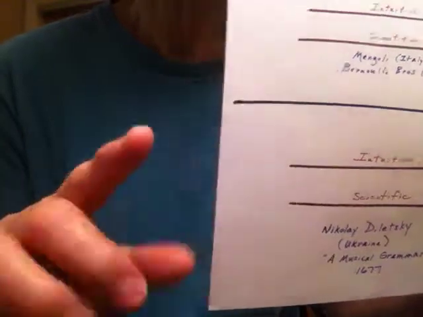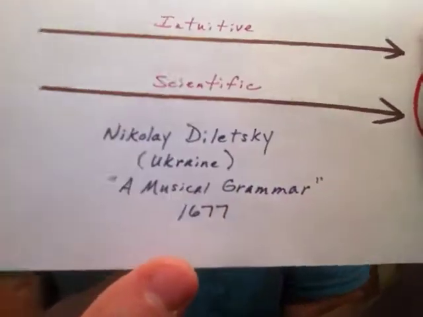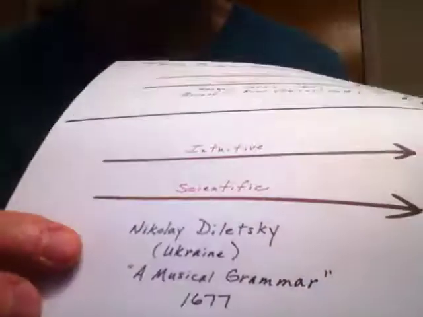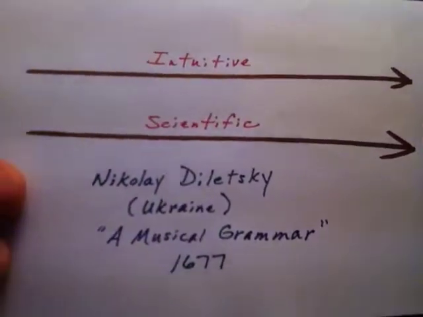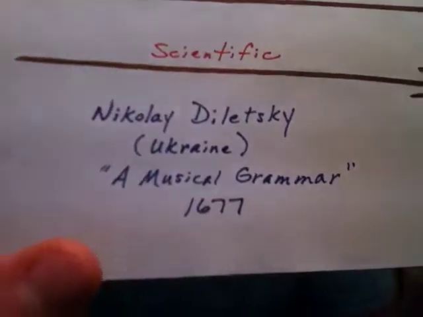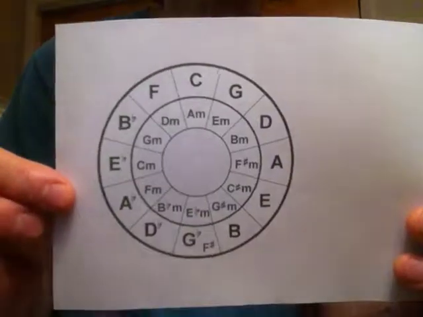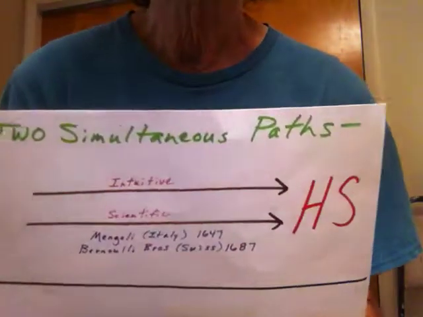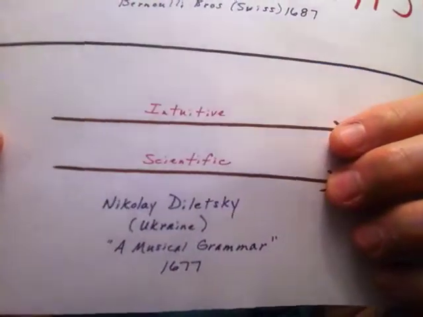in a previous video that the circle of fifths in publication first showed up in 1677. Nikolai Diletsky published a work called A Musical Grammar, and that's when the world first saw an actual picture, a drawing of the circle of fifths. It wasn't as neat as this, but people kind of got the idea. And that was 342 years ago.